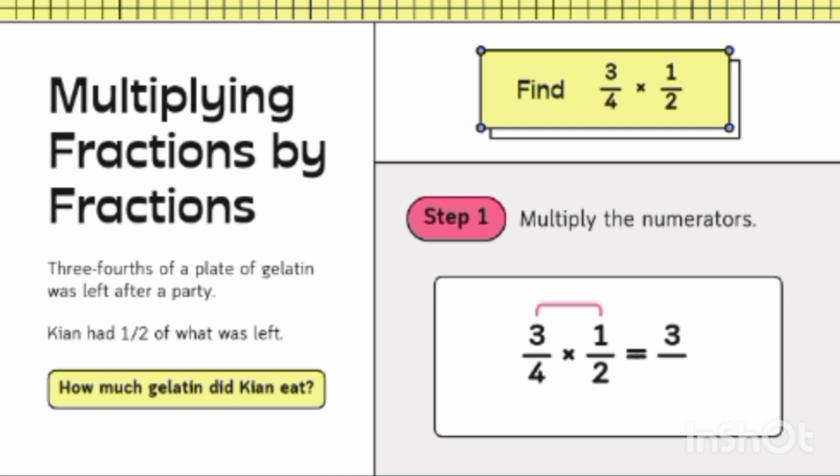So multiplying fractions by fractions: to solve that question we will multiply 3/4 with 1/2. In multiplying fractions, our first step is to multiply the numerators. As we have numerators 3 and 1, when we multiply them we will get 3.